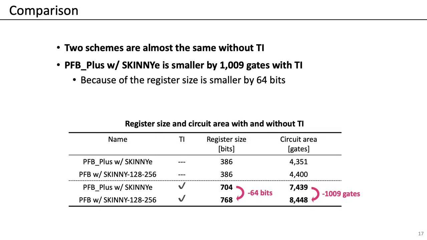This is the implementation results. This table compares the number of registers and the circuit area between the two schemes with and without TI. The two schemes are almost the same without TI, both in register size and circuit area. In contrast, PFB plus combined with Skinny E is smaller by 1009 gates with TI compared to PFB. This difference comes from the difference in the number of registers, as PFB plus is smaller by 64 bits.